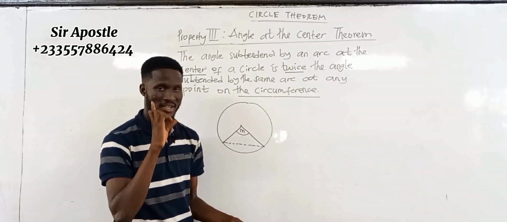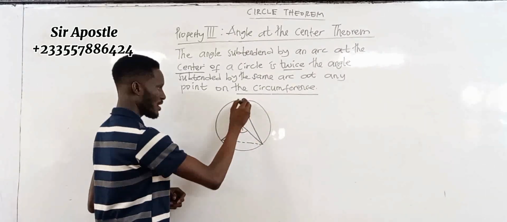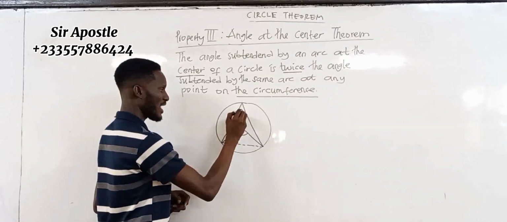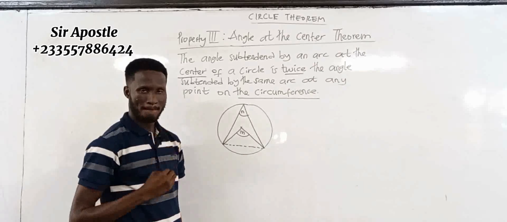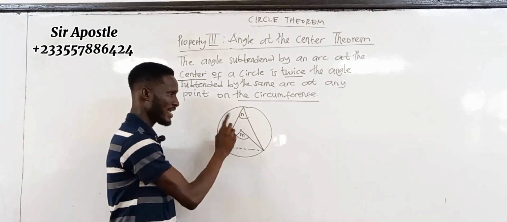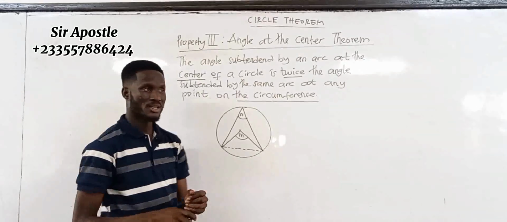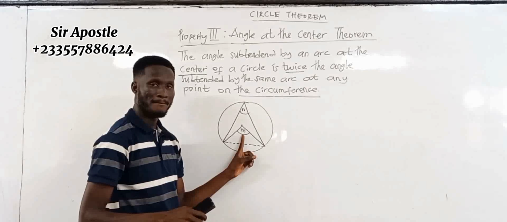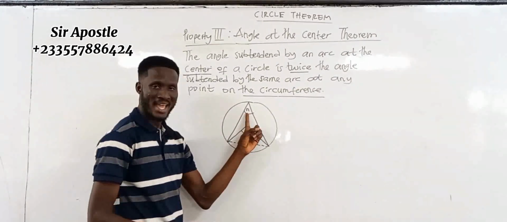So let me draw the first one. Assuming this angle comes here, and then this angle meets here. Let me label the angle here as N. This is M, this one is N. So look at these two things. The angle at the center of a circle is M, and then the angle at the circumference of a circle is N.